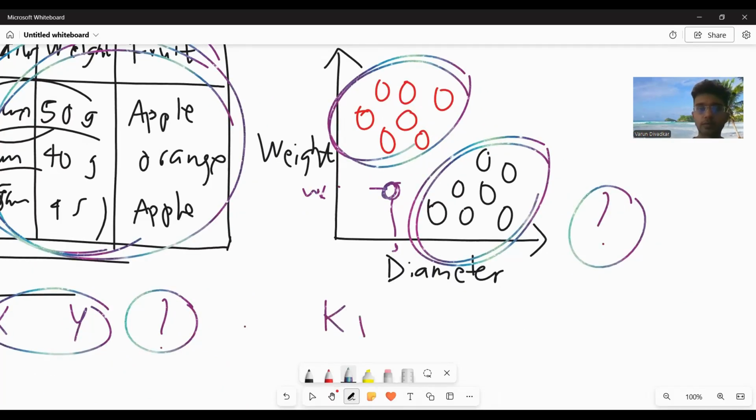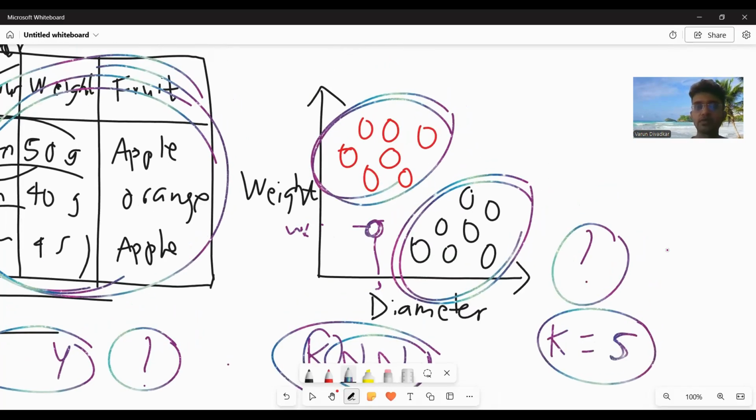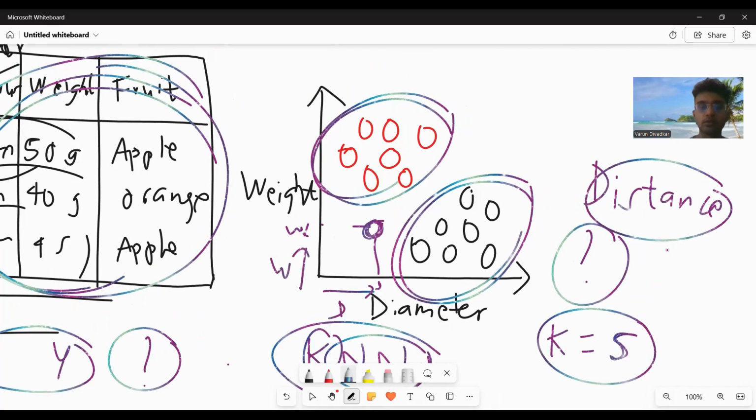K nearest neighbors problem. Here, as the name implies, we look at nearest neighbors. How many? Let's say K equals 5. So I try to find the 5 nearest neighbors to this fruit, and these nearest neighbors are based on the distance. So how do you compute the distance? This is the X, which is the diameter, and this is the Y, which is W. So square root of D squared plus W squared, using your Euclidean distance. That's the distance, so we use this metric.